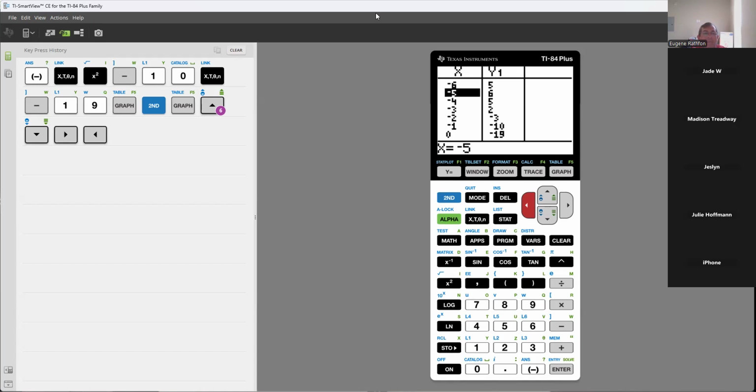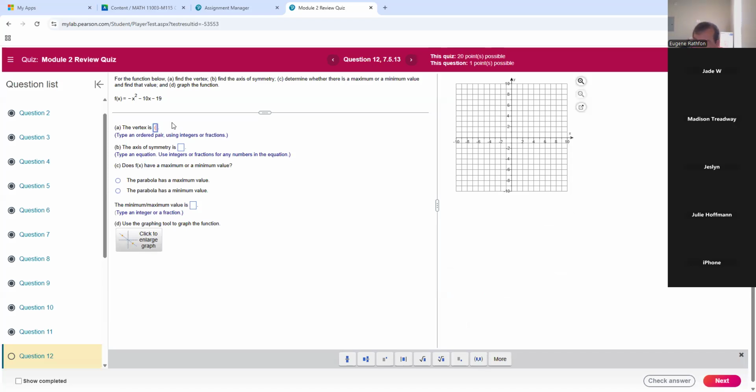So Math Lab. First of all, vertex ordered pair has to be in parentheses. That was -5, comma, 6, close parentheses. Axis of symmetry, x equals, what was that, -5. And y'all, if you don't put that x equals there, it will mark that wrong, okay? All right, y'all, we had a maximum, so you hit maximum. And then it says the minimum or maximum value is a +6.